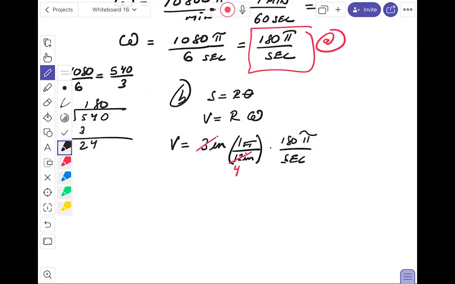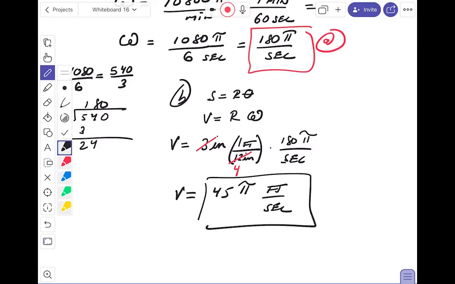4 into 180. That would be 45, right? So what's V going to be? 45 pi feet per second. All right. So I'm going to put a box in this over here. I'm going to look at the answer key now. I know they approximated, by the way. You can do that too. And I'm seeing the 45 pi, and this is in feet per second. I'm going to go to Sage.